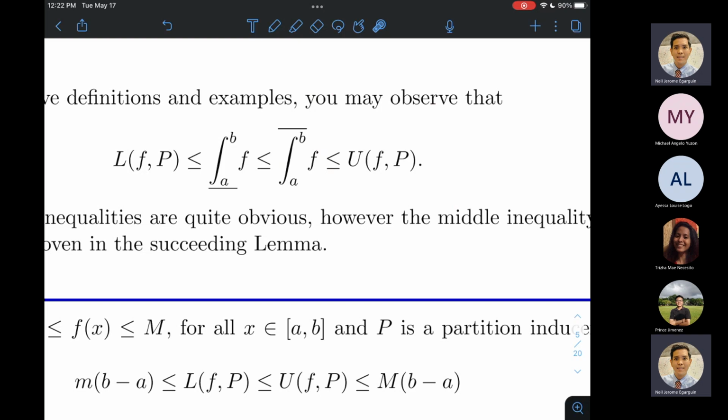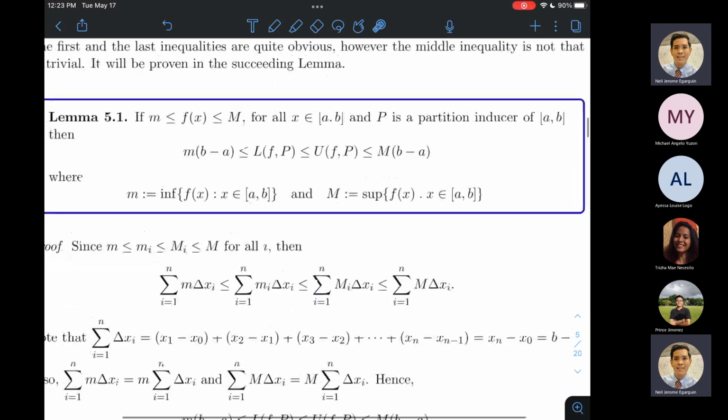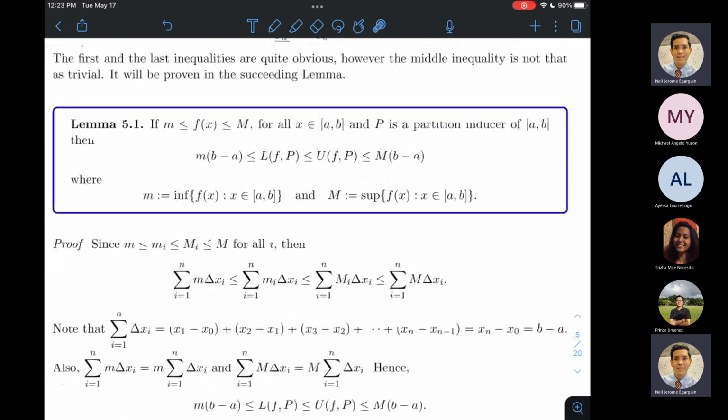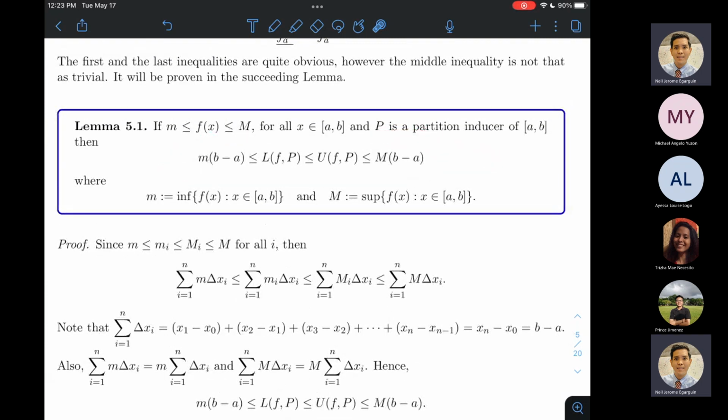So ang hindi na lang masyadong obvious ay etong inequality na to, etong nasa gitna, na mas malaki lagi yung upper Riemann integral kesa sa lower Riemann integral. Pero I hope this and this inequality are clearly true. Right? So for that, we'll prove the middle inequality in one of the following lemmas or lemmata. Okay? So tingnan lang natin yung mga results na dadaanan natin para makuha yung result na yan. So dadaan tayo sa lemma 5.1, which establishes this inequality for any partition inducer P.